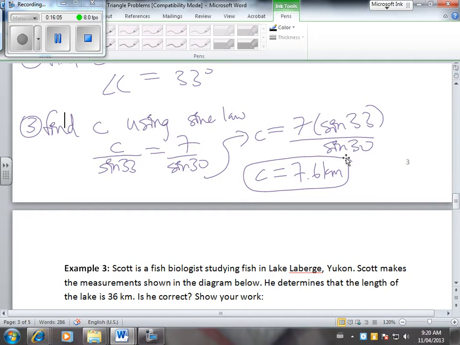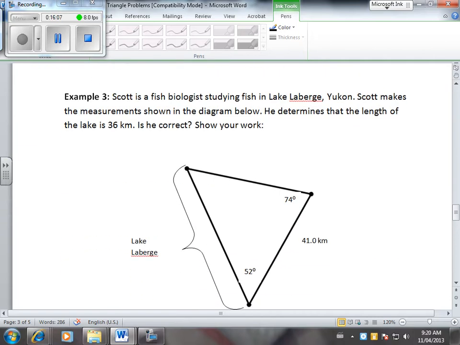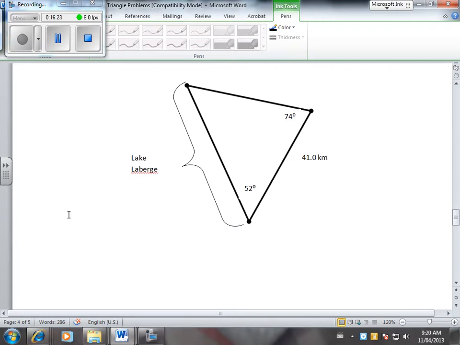Okay, and let's do the last example together. Scott is a fish biologist studying Lake Laberge, Yukon. Scott makes the measurement shown in the diagram below. He determines that the length of the lake is 36 kilometers. Is he correct? Show your work.